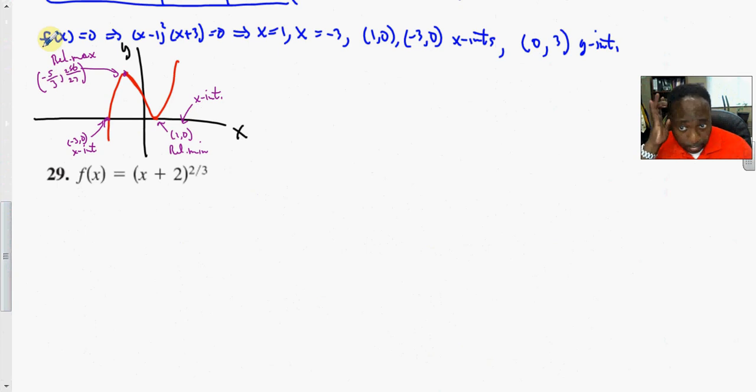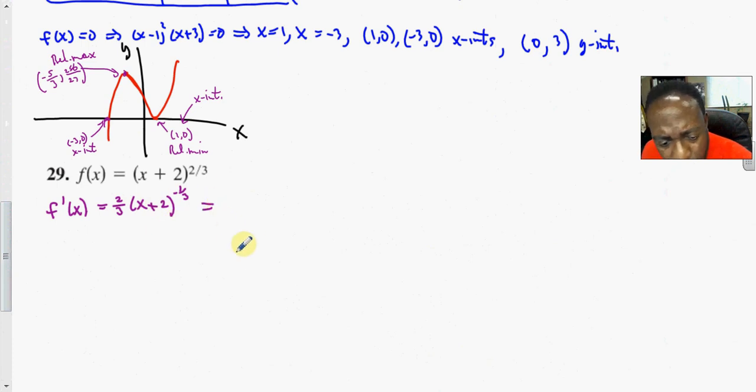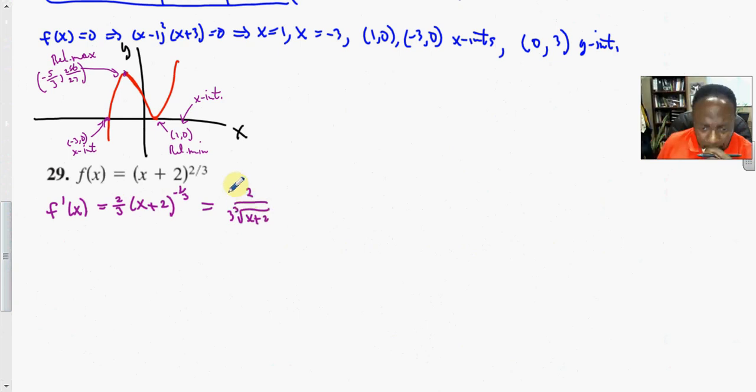Okay. We found the first derivative. So we get 2/3 times (x plus 2) to the 2/3 minus 1, or 2/3 minus 3/3. So it gives us negative 1/3, then times the derivative of the inside, which is just 1. So what we have here is 2 all over 3 times the cube root of x plus 2. The cube root, right?